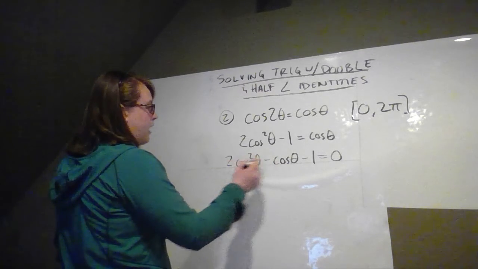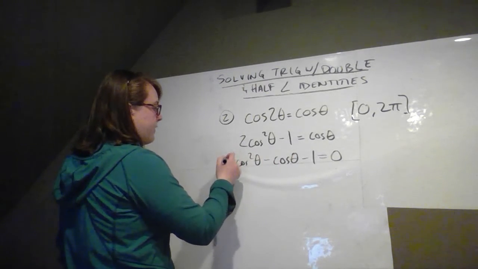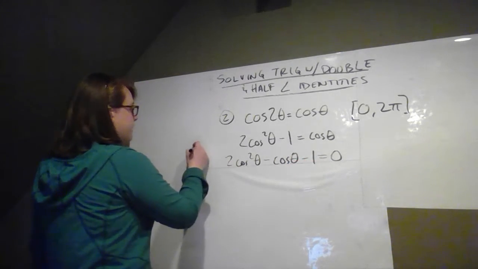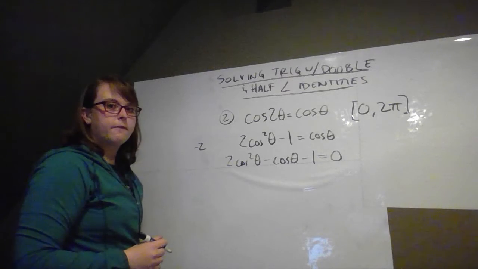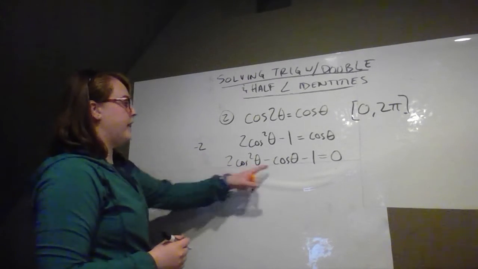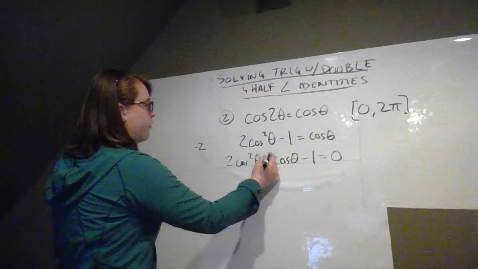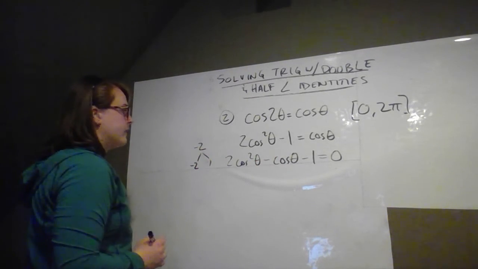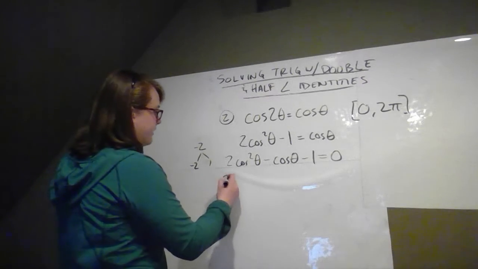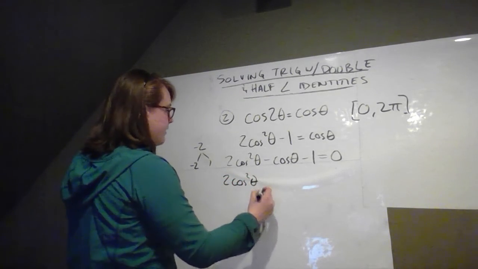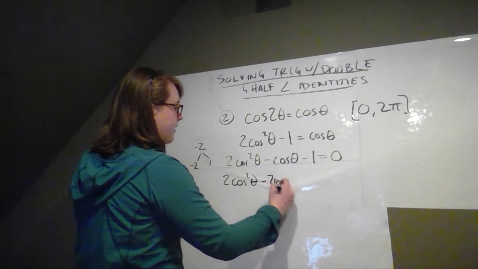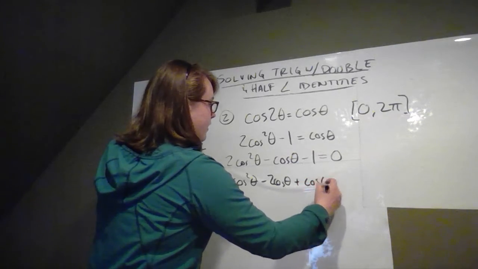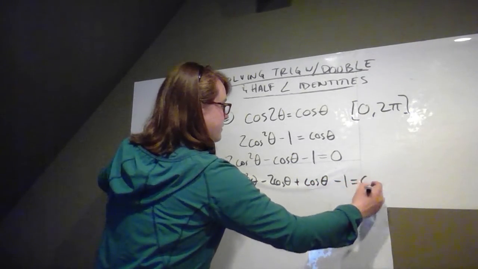Since the leading coefficient's not 1, when I factor this, I'm going to multiply the first and the last coefficient. So 2 times -1 gives me -2. Then I'm looking for things that multiply to -2 and add to -1, since -1 is the coefficient in the middle, which is -2 and 1. So now I'm going to rewrite this thing as 2 cosine squared theta minus 2 cosine theta plus 1 cosine theta minus 1 equals 0.